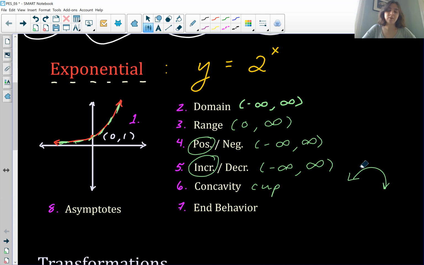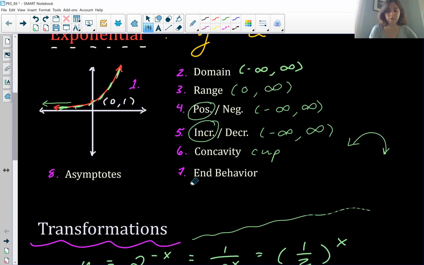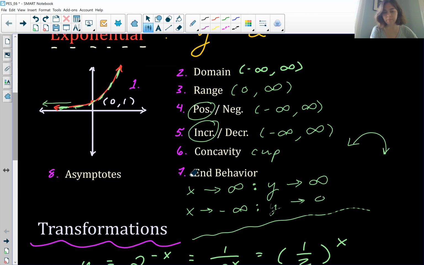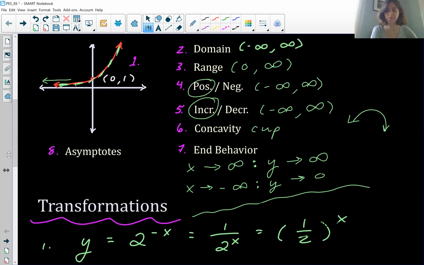Okay, end behavior, that's just what's happening to the graph as you get increasingly negative and increasingly positive. You could write as x approaches infinity, we could say that y approaches infinity as well. And as x approaches negative infinity, y approaches 0. And I think I'll just write it that way from now on, but anyways.